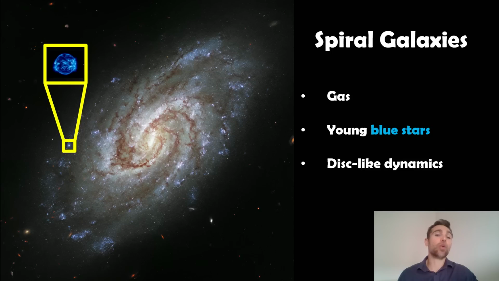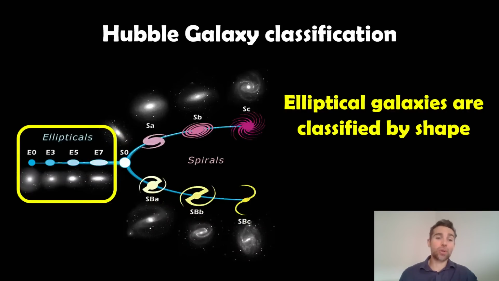They have bluer, younger stars, because young blue stars are recently formed. They're big stars, they don't last very long. So if you see blue stars, it means they're going to be quite young. Spiral galaxies have significantly more of these than older type galaxies. They also have disk-like dynamics. So they have a net rotation. They rotate like a disk. They're shaped like a disk. That's pretty much it. You then have your elliptical galaxies.